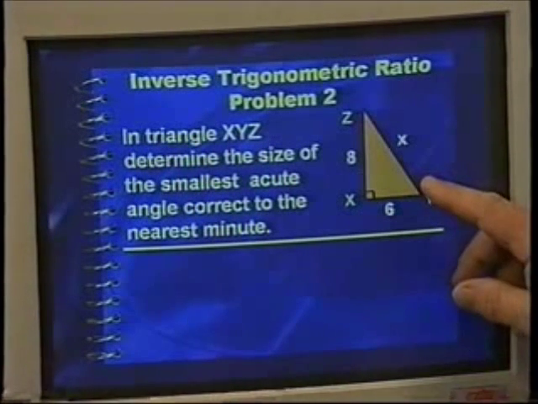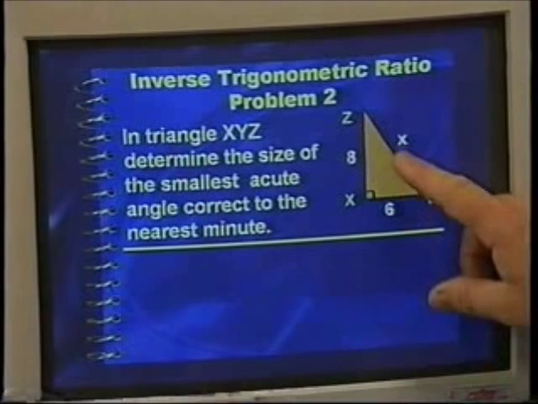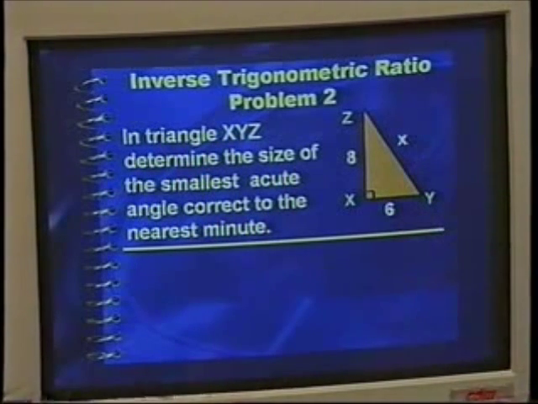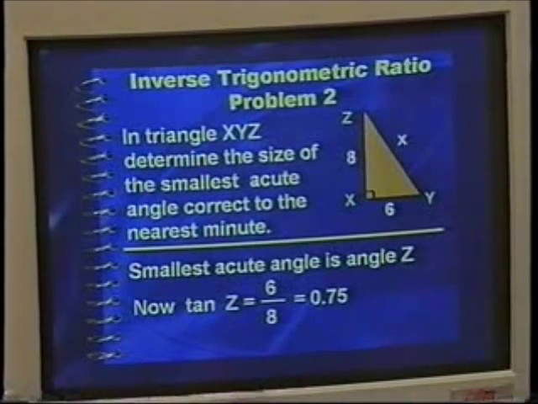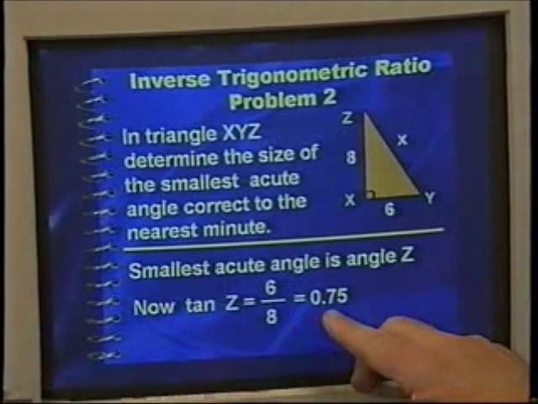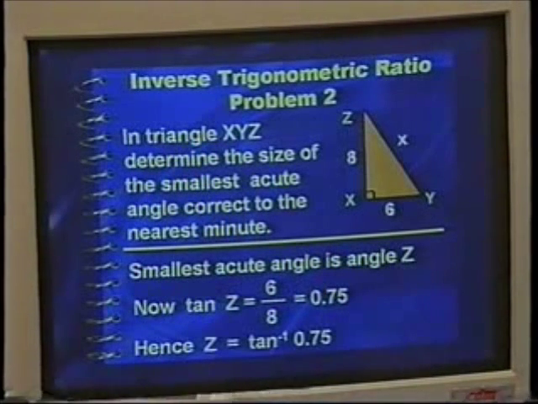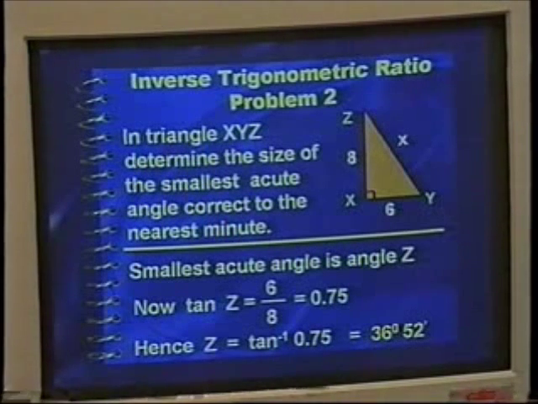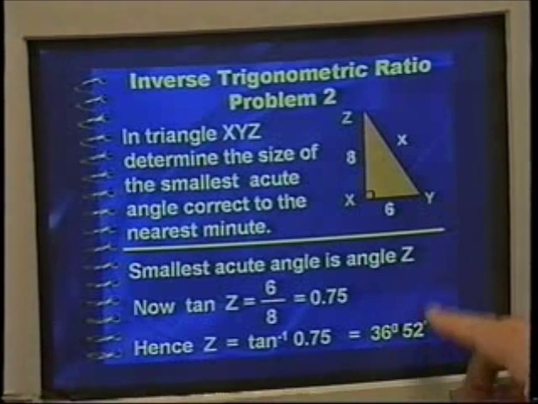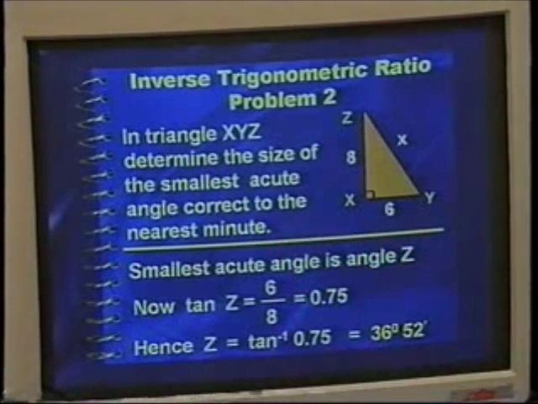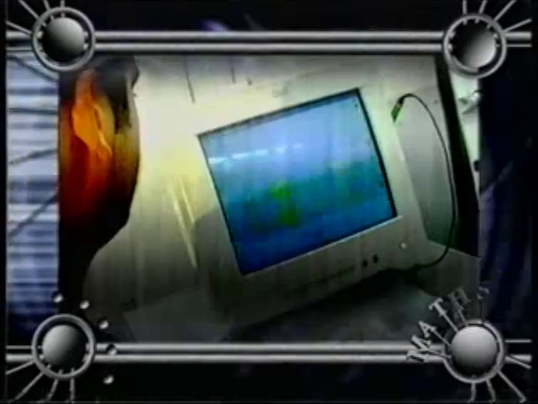For angle Z, we know that the tangent is 6 divided by 8, because the tangent is opposite over adjacent. So that will be written down here. We've got the smallest angle being Z. The tangent of Z is equal to 0.75. Then we have to use the inverse tangent. If we press inverse tangent 0.75, we get 36 degrees and 52 minutes, because we have to get it to the nearest minute. Let's now have a small break, and when we come back we have a look at how we can use these ratios in practical problems.